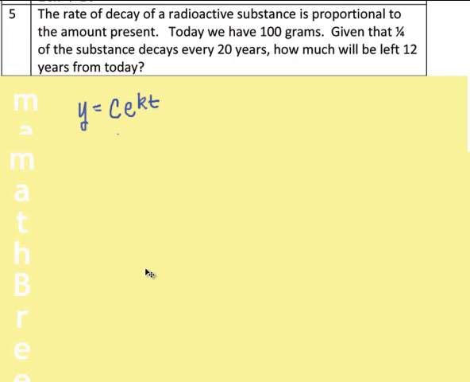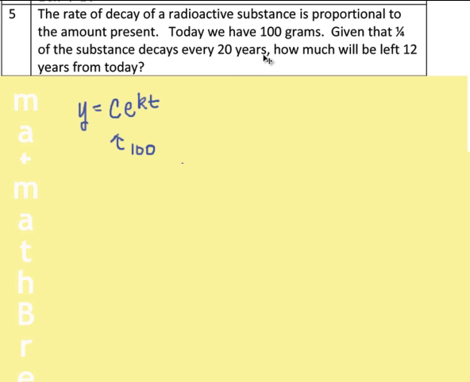In number 5, we have an exponential decay problem. So we write down our basic formula. It says that today we have 100 grams. So if we substitute in t equals 0, we're going to get that C is equal to 100. So let's just write that down. C is 100. And next it says 1/4 of the substance decays every 20 years.